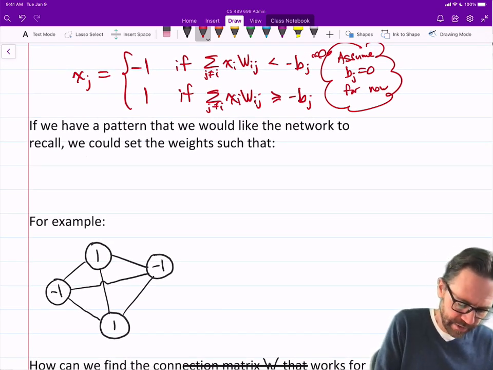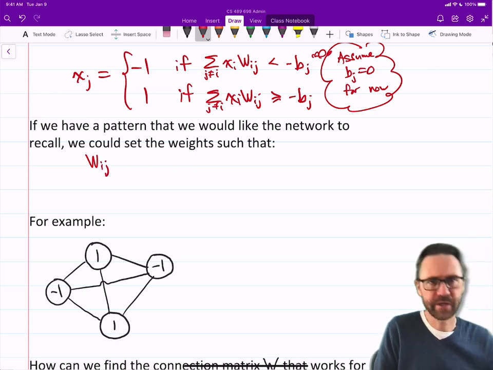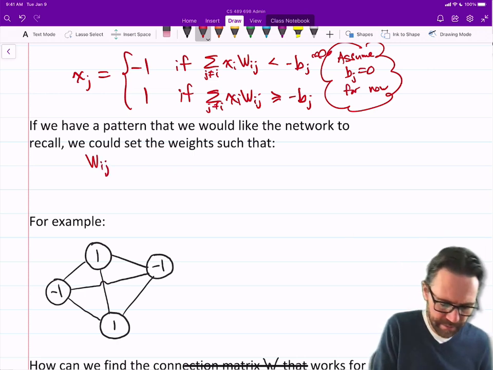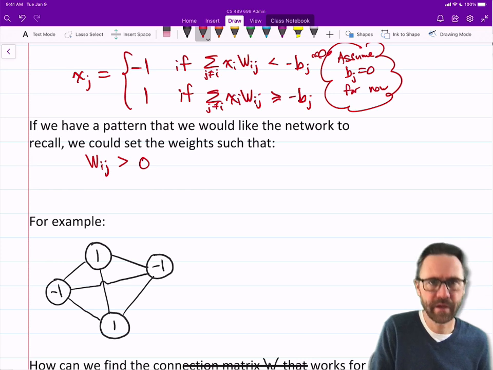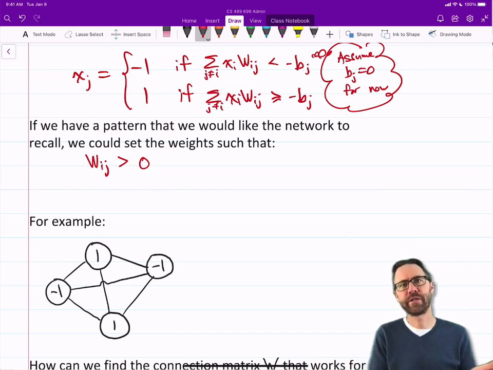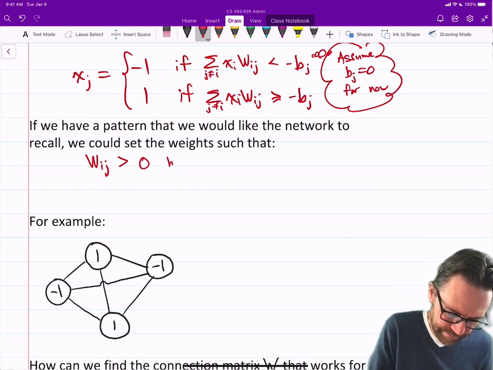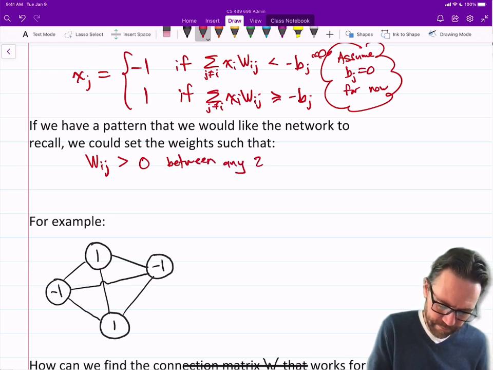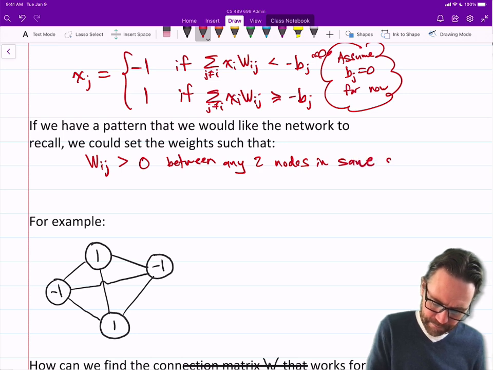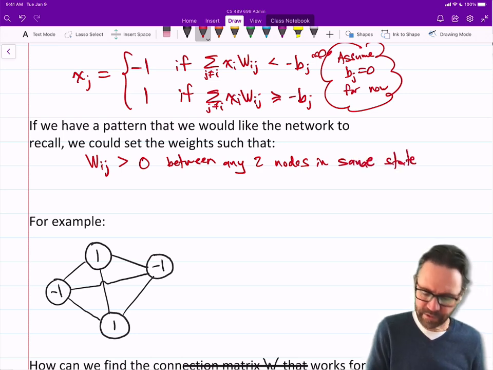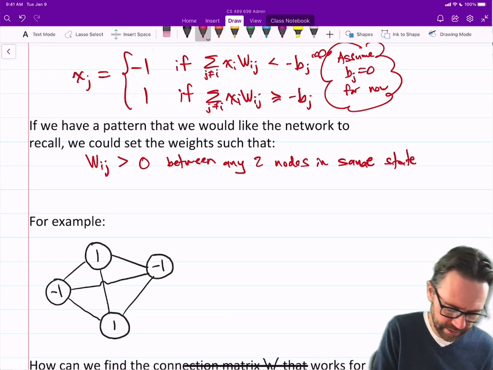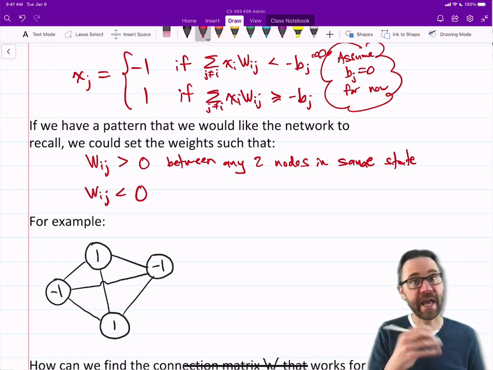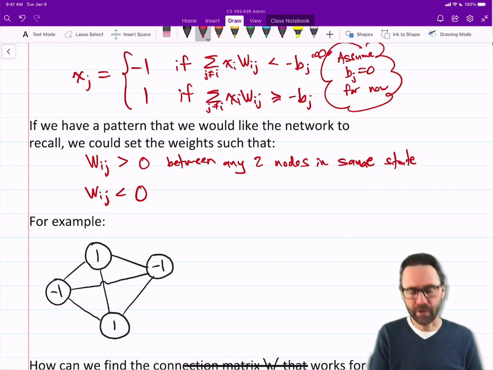So here's one idea. We set the weight from i to j to be positive between any two nodes that are in the same state. For example, I'll show you an example in a second. And we set the weight to be negative between any two nodes that differ.